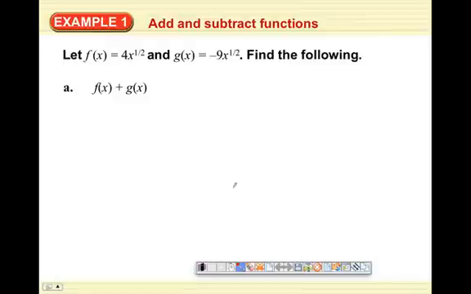Alright guys, back to example 1. You just found out how to figure out the domain. Right? I told you how to do that. Now let's apply it to some of these functions here. Let's do f of x plus g of x. All you do, take f of x, which is, I told you, right here. Put this right here, substitute. Take g of x, which is this, put it right here, substitute. What is this plus this?